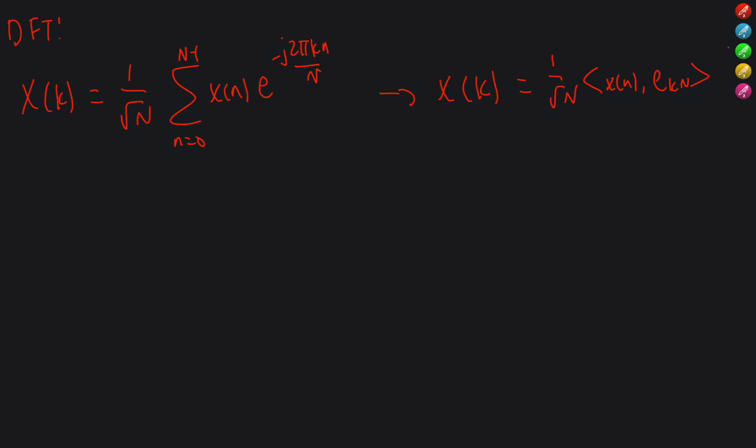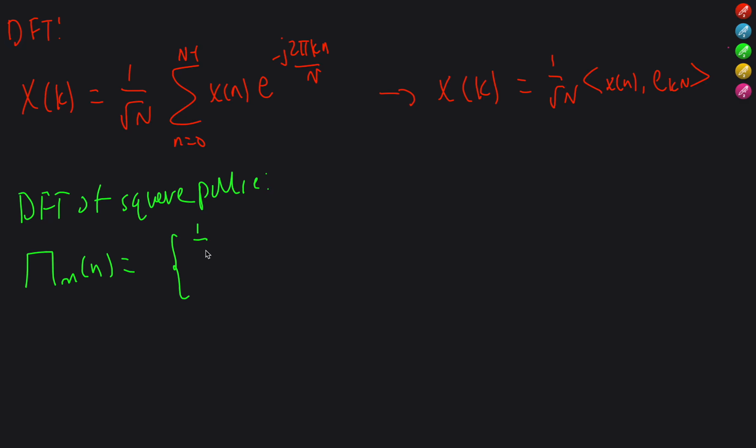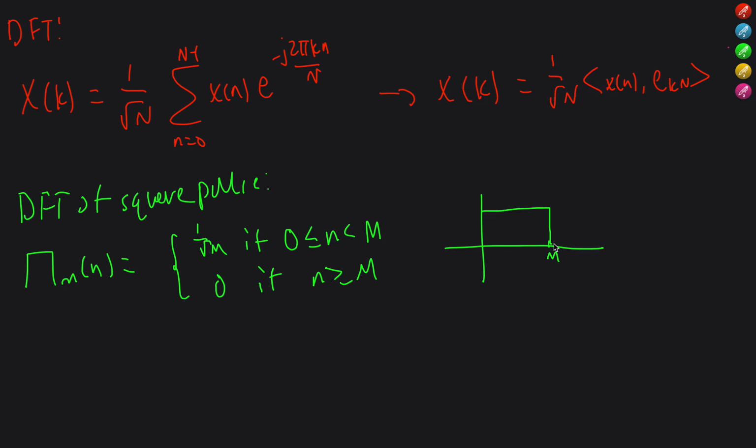Let's do an example. Let's find the DFT of a square pulse. I'm actually cheating because we won't do the whole math out, but we'll just see how to set it up. Remember, a square pulse of width M we define as 1 over root M if we are before this M, and 0 if we're bigger than M. So it looks like this, here's our M.